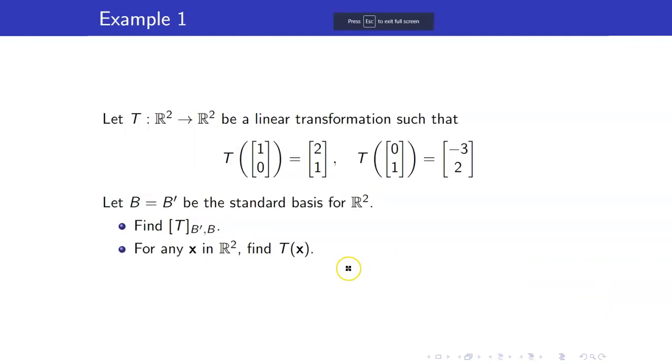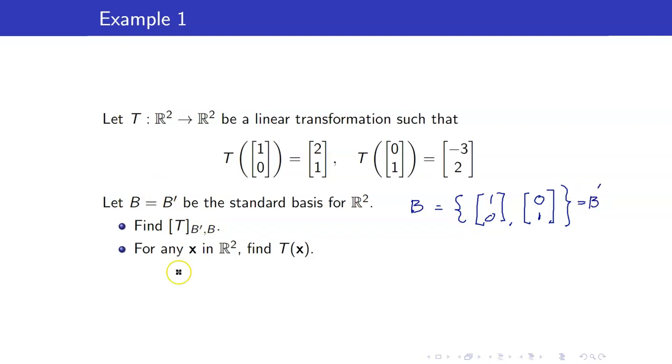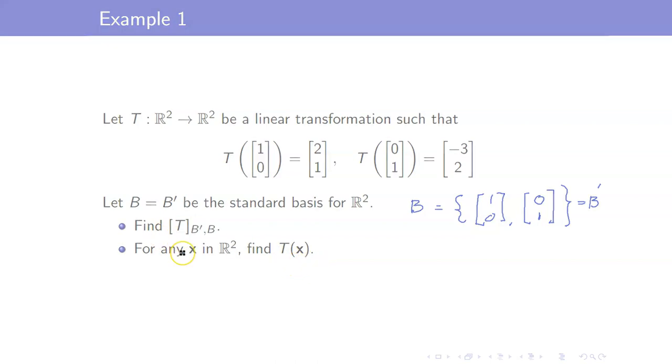So for example, we have this linear transformation from R2 to R2. We have here the images of the standard basis for R2. Our B here is 1 0, 0 1, our standard basis. And let us recall that if we know where a transformation takes the basis elements, then that defines our linear transformation. We want to find the matrix representation of T from B to B prime, where B prime is also the same as B, this standard basis. And once we have this, we want to compute what T of X is using this matrix representation.